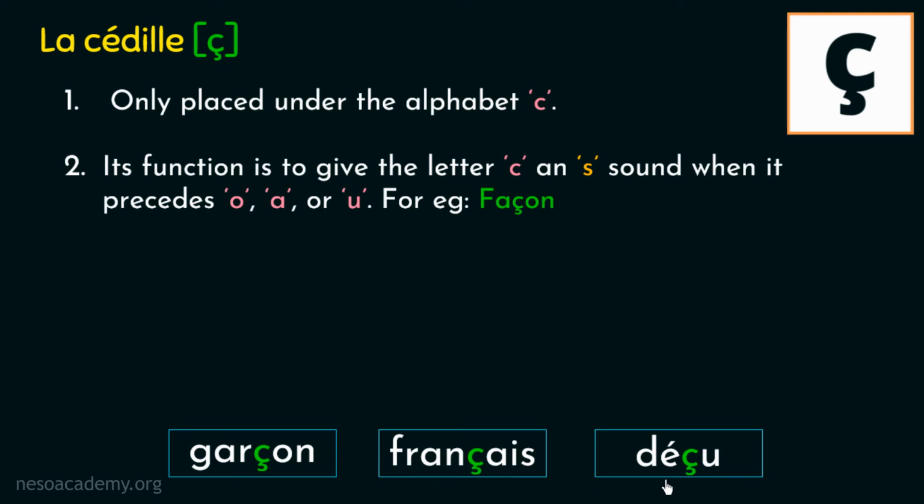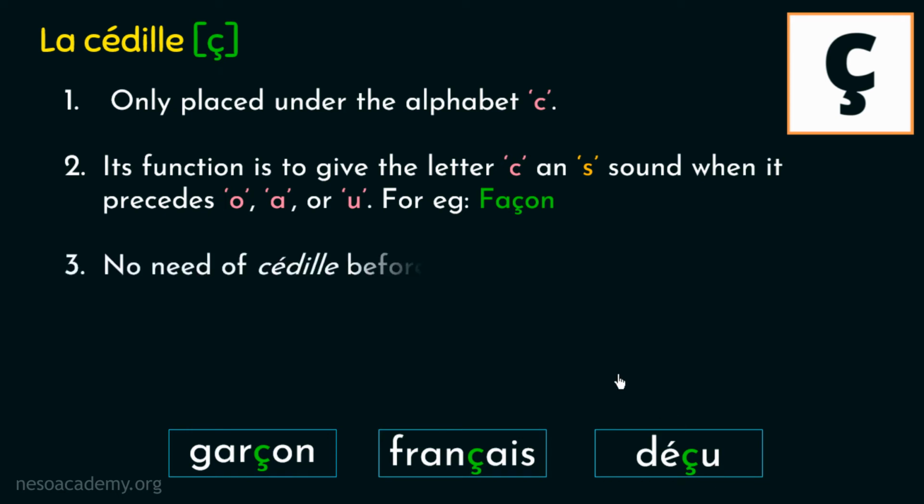Now observe this third example. In French it is pronounced as déçu. So in this example also you can observe that the alphabet C with the accent Cedille is preceding the alphabet U, hence it will give the sound of the letter S, right? So that's all about the point number 2. Now let's talk about the point number 3.